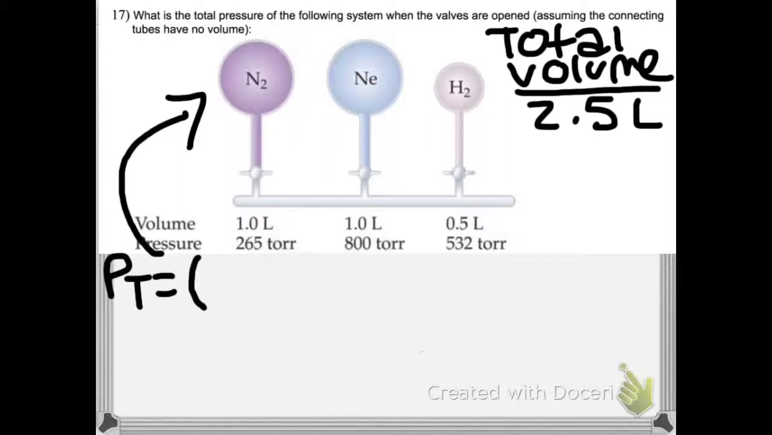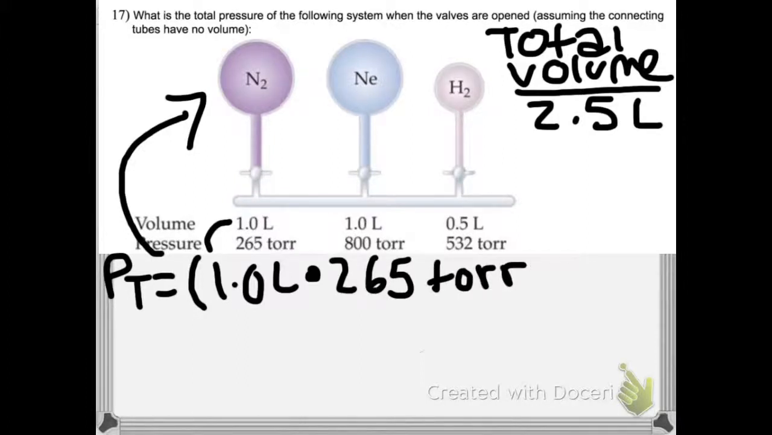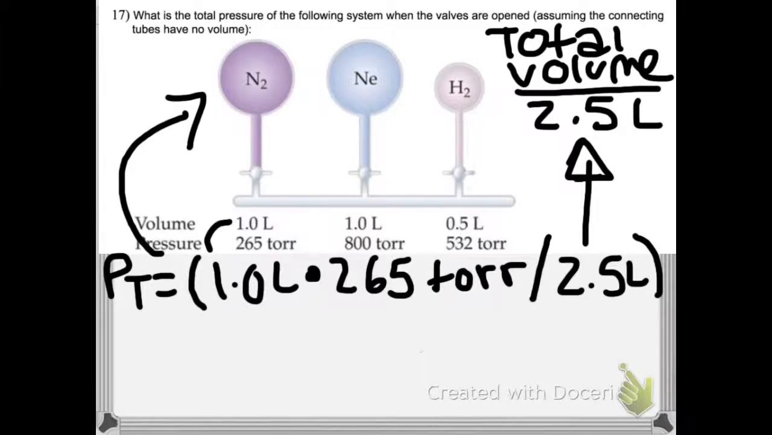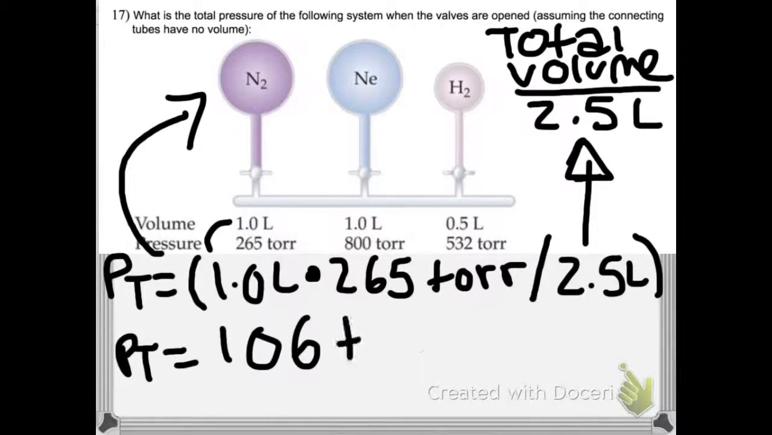And so now we're going to find the individual pressure of N2. We're going to take 1 liter, because that is the individual volume, and multiply it by 265 torr. And then we're going to divide that by the total volume of the system, which right here we have is 2.5 liters. Now plug that into your calculator, multiplying 265 and 1 liter, and then dividing that by 2.5 liters. When you do that, you should be left with 106 torr.